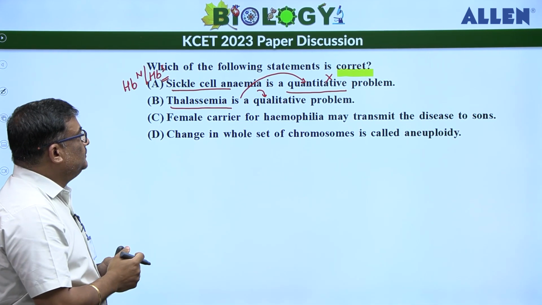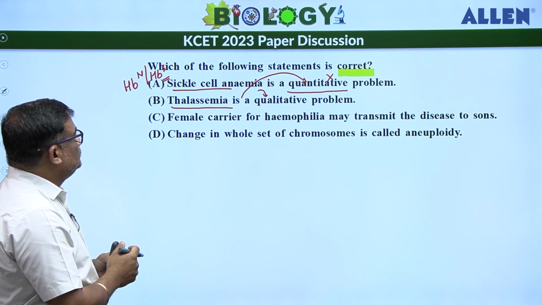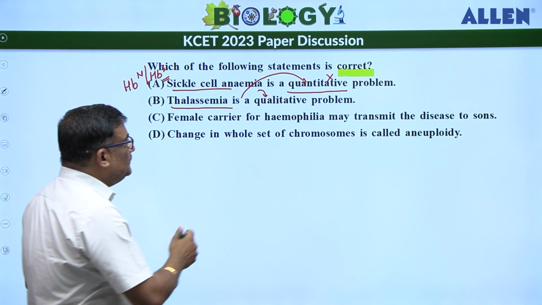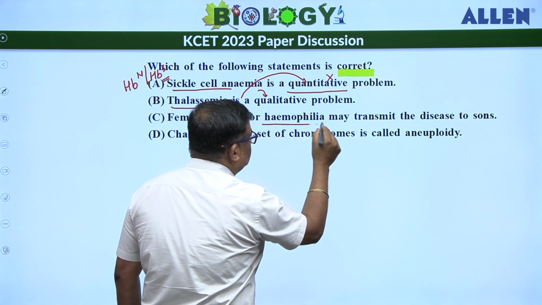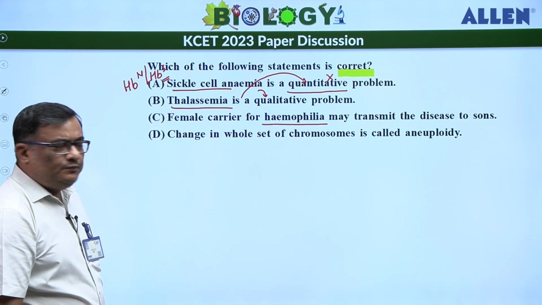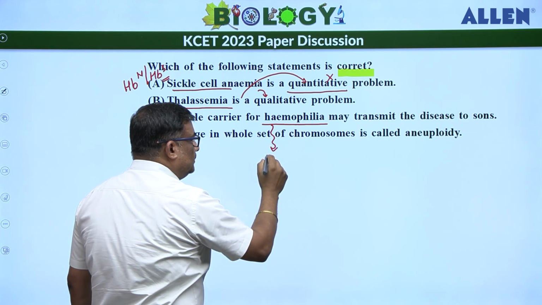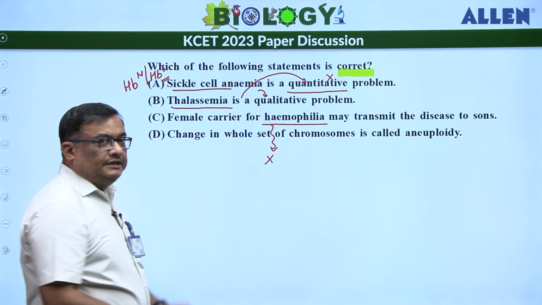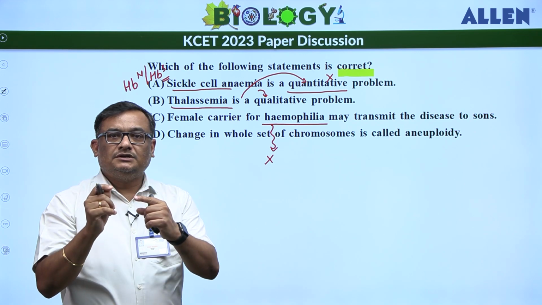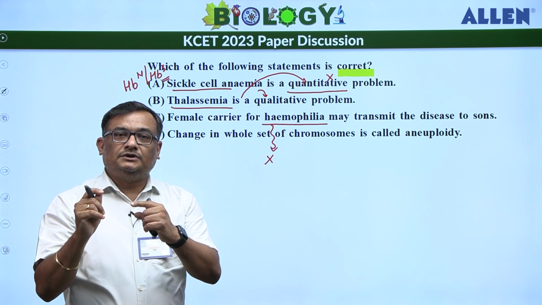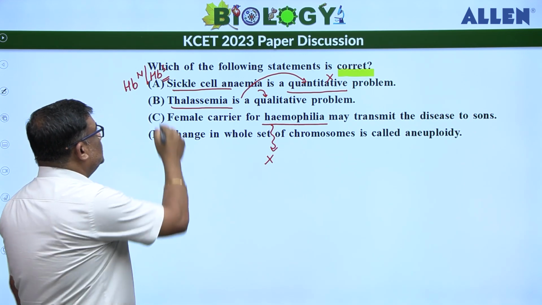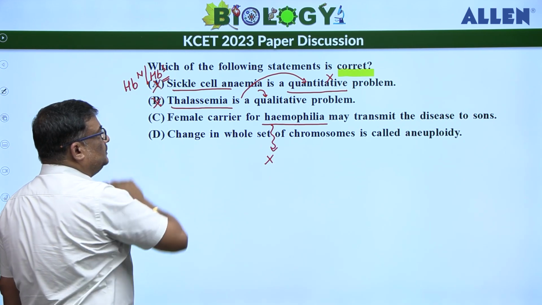Now another one, hemophilia. Hemophilia is going to be driven by X, and it is going to be transferred from mother to the son, or depending upon the daughter. Look at the statement what they are saying. So these two are basically ruled out.